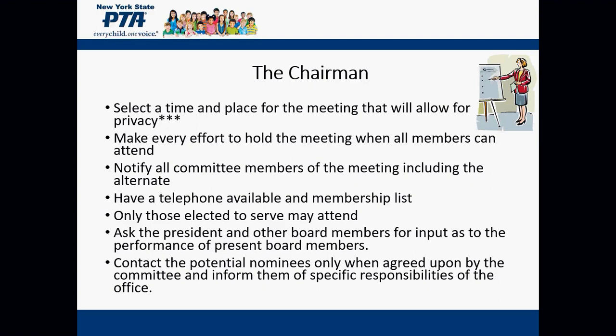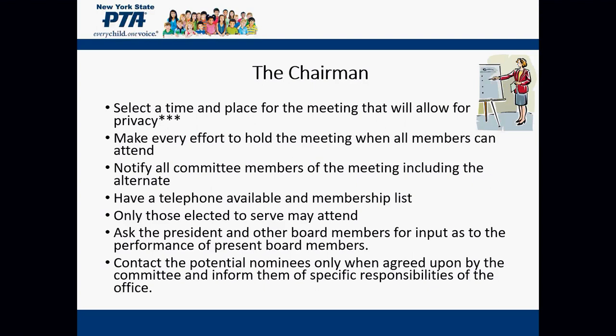You should first select a time and place for the meeting that will allow for privacy. A library may have a room available to you that is private, certainly someone's home. I would never suggest doing it at a diner unless you can have a private room someplace. And even the school can be difficult because there's always people around. The last thing you want is undue influence by another member of the PTA, the president, or the principal to affect your deliberations. So try to make it a private place.